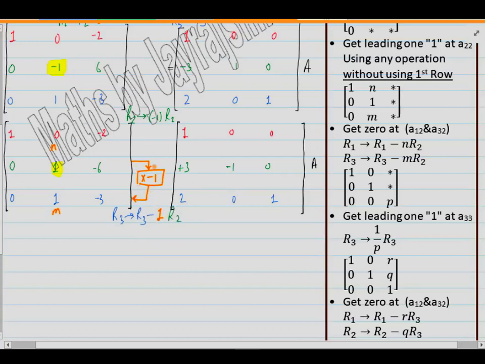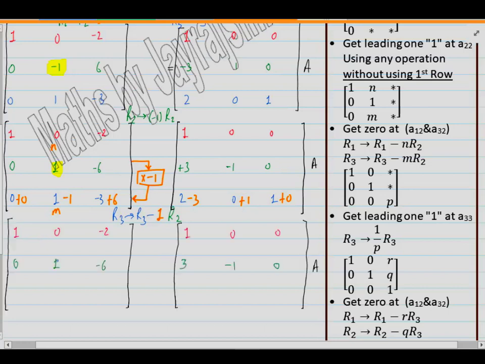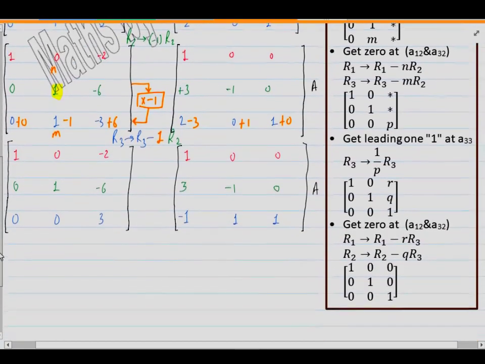So let's multiply the second row by minus 1 and add to the third row. So it will give us 0, minus 1, plus 6. Same thing on the right side will give us minus 3, plus 1 and plus 0. And in this operation our first and second row will be as they are, and the third row will be 0, 0 and 3. On the right hand side we will get minus 1, 1 and 1, right? So we get leading one as well as 0.